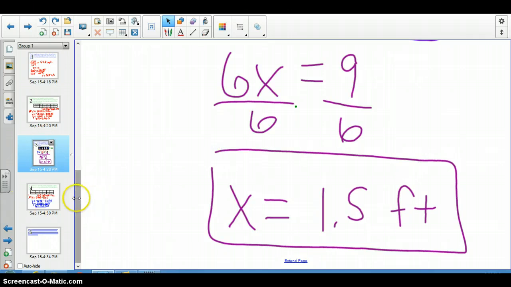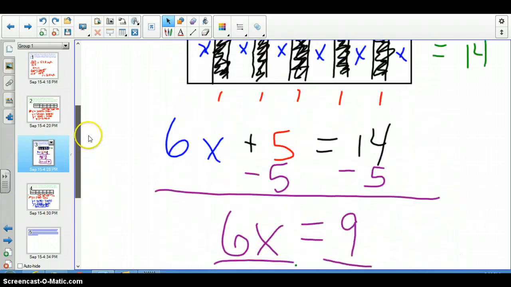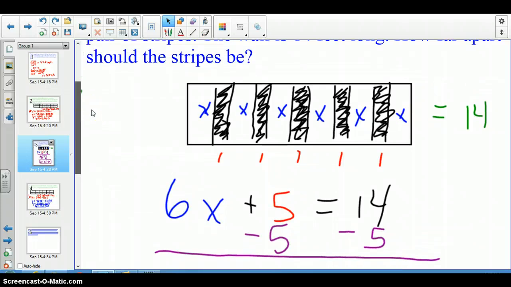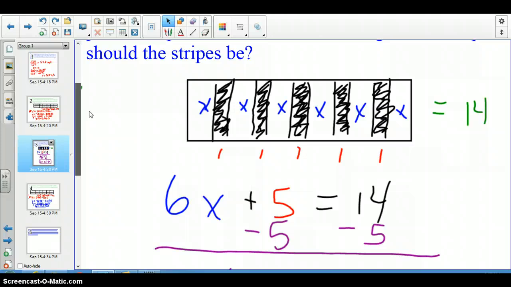So we drew a picture to help describe what's going on. I think that is a great thing to do. From there I can tell I have 6 x's. Each one of those stripes is 1 foot long, so I have 5 feet, and I want that to equal a total length of 14 feet.